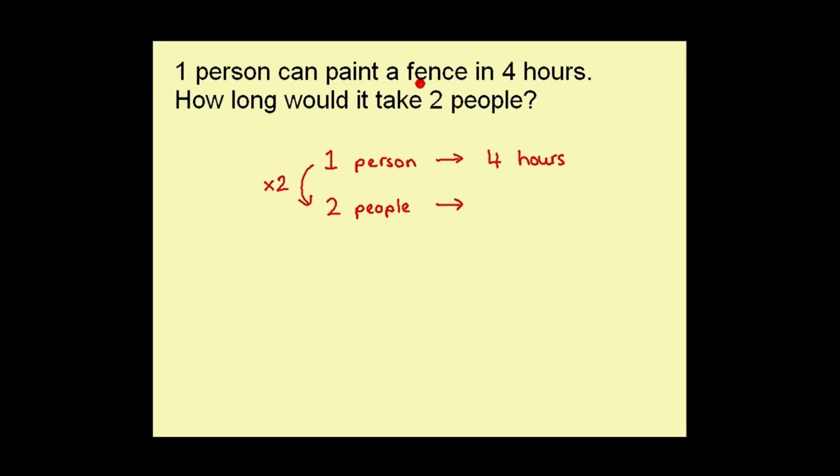If they're painting a fence and there's 2 of them and they help each other, it's going to take less time, not more time, so we don't want to double this. Instead, if we times by 2 over here, we divide by 2 over here. And we get that it will take 2 hours. It's called inverse proportion because if I multiply on this side, I do the inverse, which is division, on this side, and vice versa. If I divide over here, then I multiply over here.